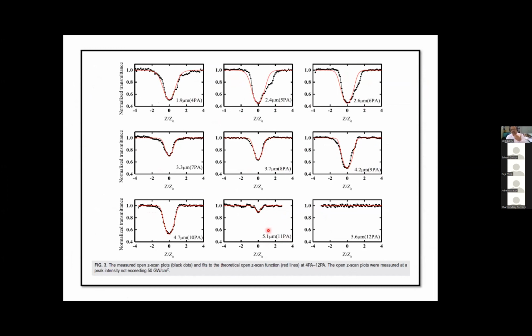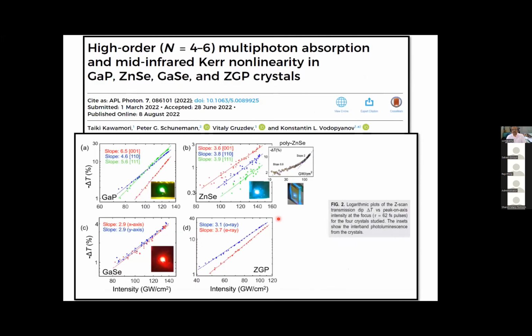This you get only through an OPA. 11 photon absorption at 5.6 micron, they did not see any absorption here. So therefore, people have observed 11 photon absorption also in these molecules. These are crystals: gallium phosphide, normal crystals, zinc selenide, gallium selenide, zinc germanium phosphide.